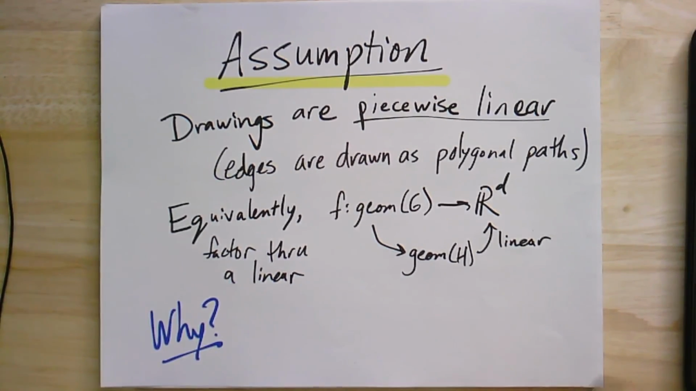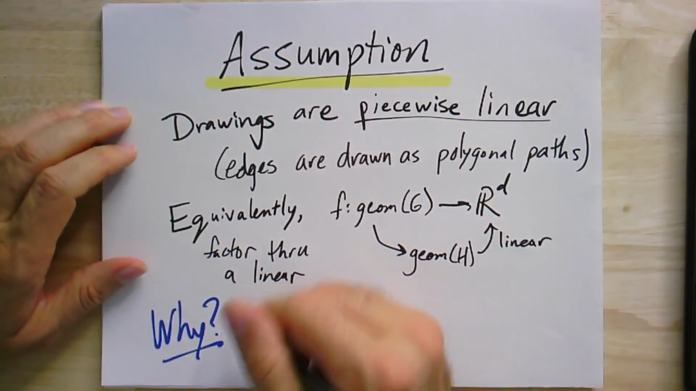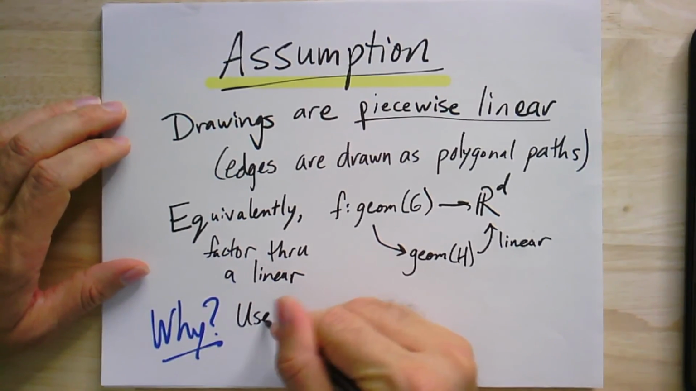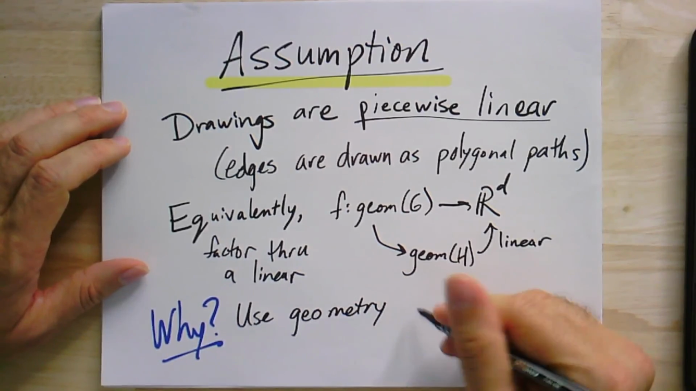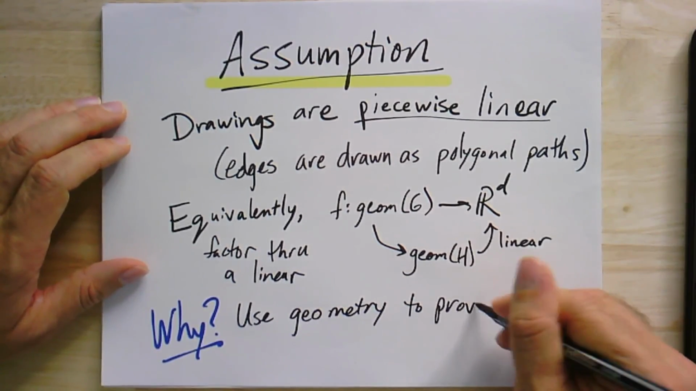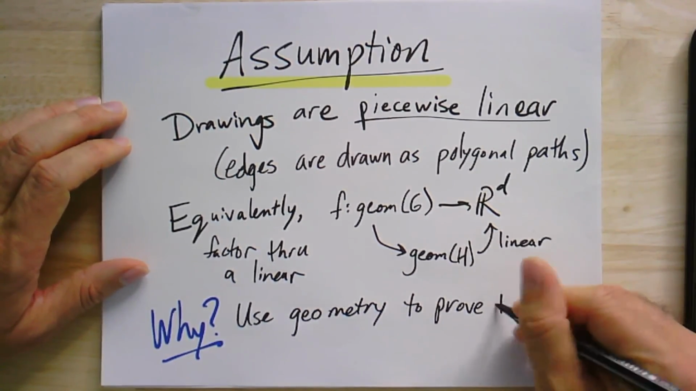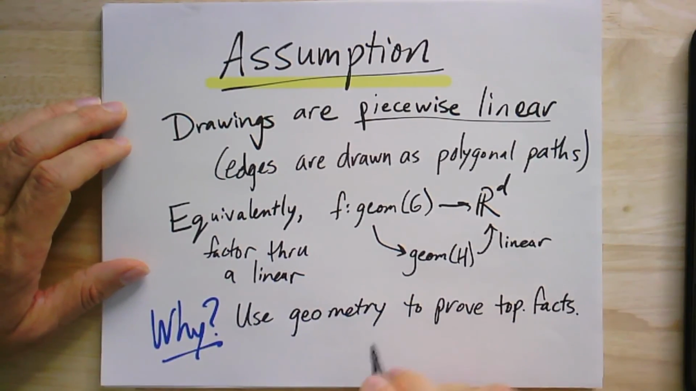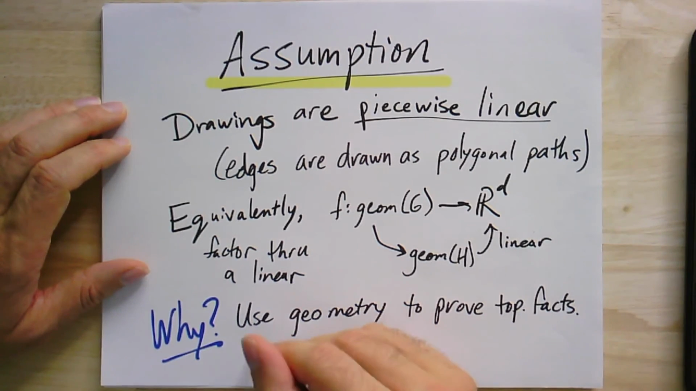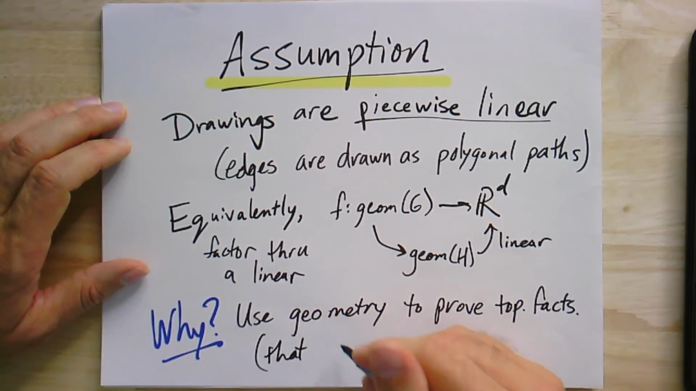And so why do I do this? Well, we're going to use geometry to prove some topological facts. It's much easier to reason about the geometry sometimes. And some of these topological facts are intuitively obvious, but actually would be no fun to prove.